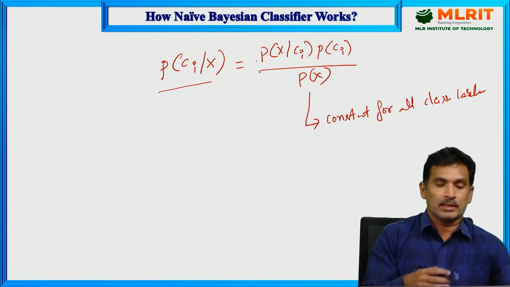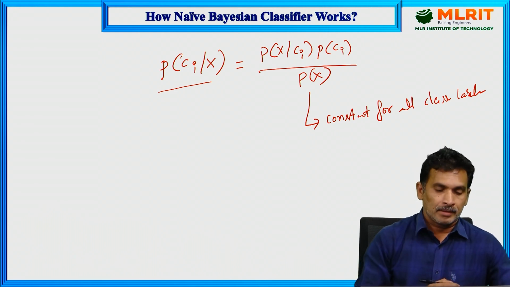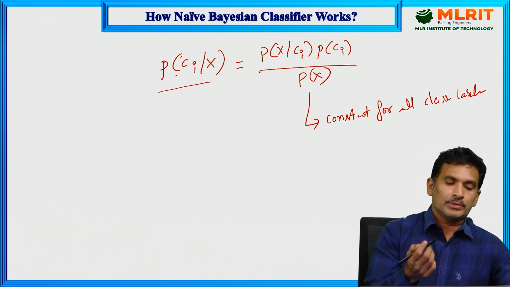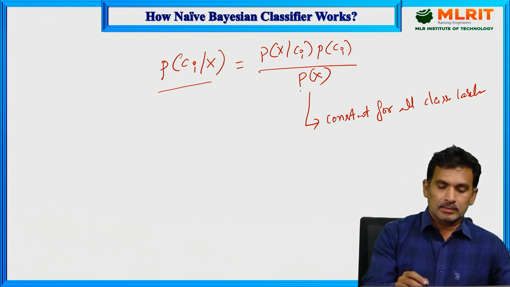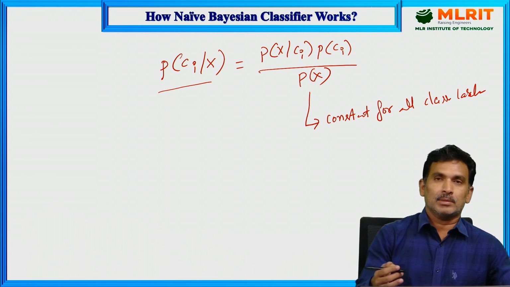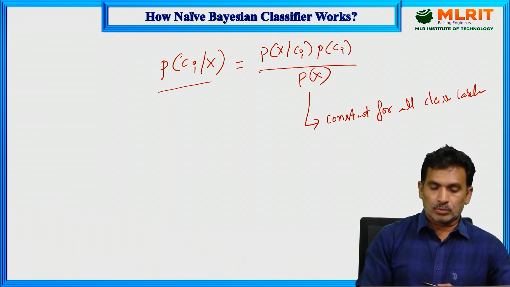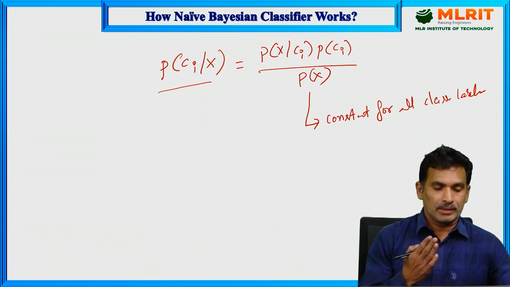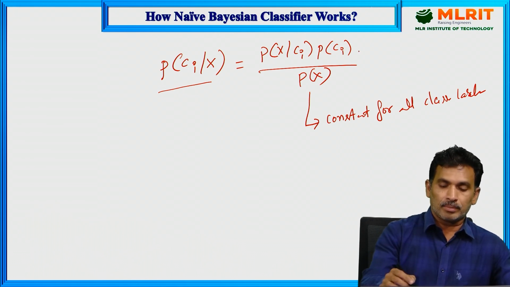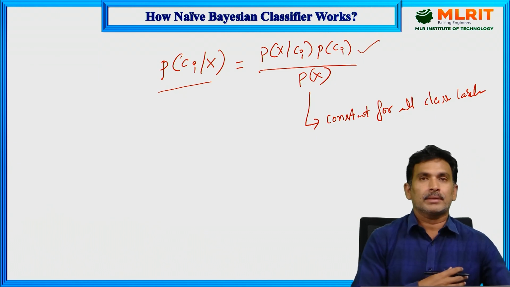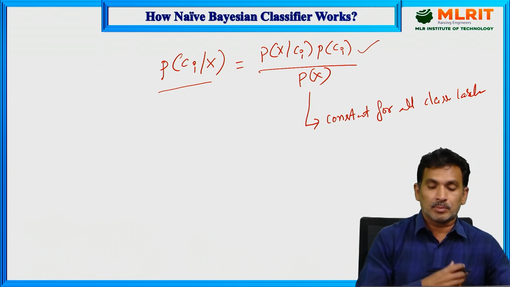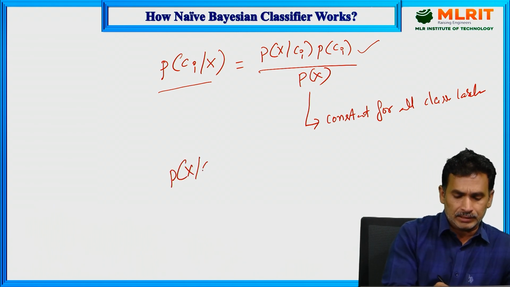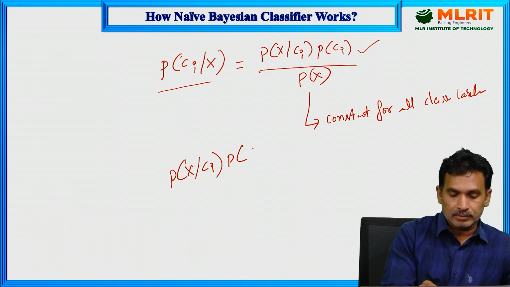These two terms, as we already discussed in the previous lecture, give the maximum posterior probability. So to maximize this posterior probability, and since the denominator is constant for all the class labels, we only have to maximize the numerator, that is the probability of x given Ci times the probability of Ci.